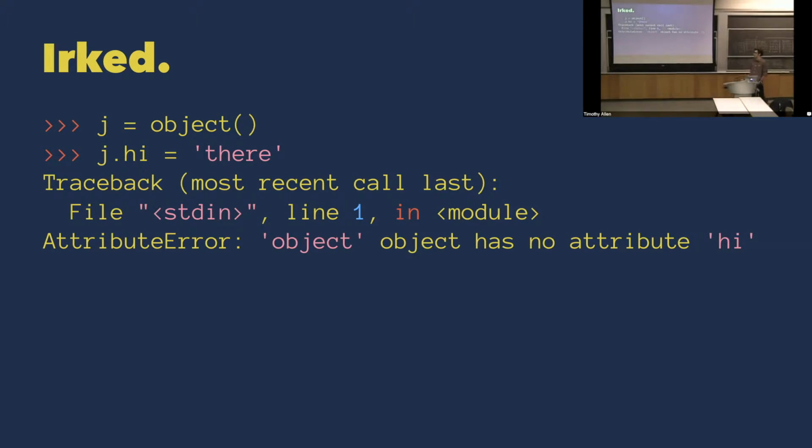So I opened up my terminal, and I did this. j equals object, j.hi equals there. And I get an attribute error. And this seems a little counterintuitive, right? Of course, j doesn't have the attribute hi. We're trying to set it, right? It's not there, so we're trying to set it. Why are we getting an attribute error? Why doesn't this work? So keep that in your mind, and we'll talk about type for a second.